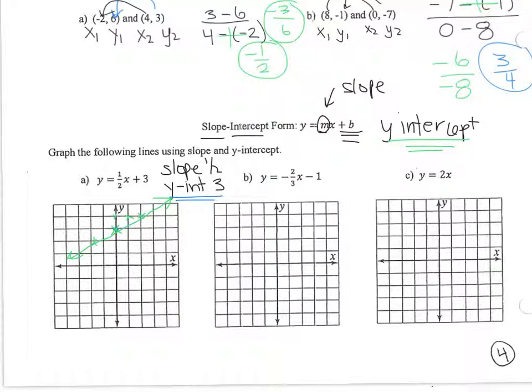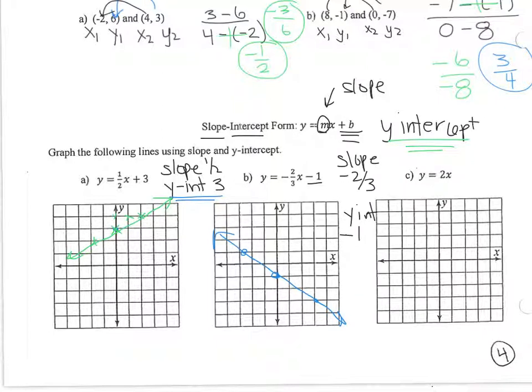Second one, the y-intercept is -1. The slope is -2/3. And the y-intercept is -1. So you start on the y-axis. On the y-axis you make a dot at -1. And you go down 2, left 3, or up 2, left 3. Connect it.